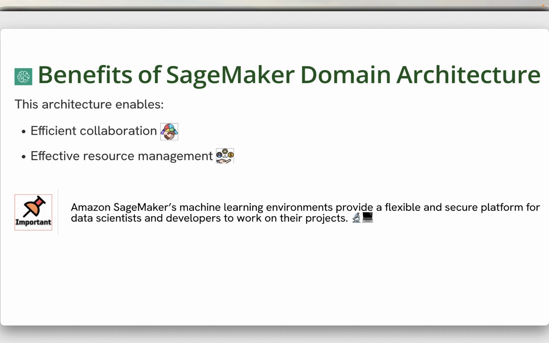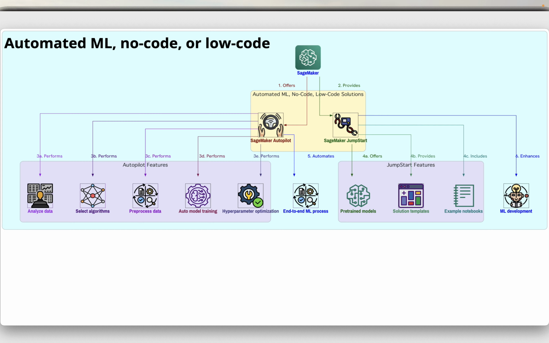Amazon SageMaker machine learning environments provide a flexible and secure platform for data scientists and developers to work on their projects. Okay, next is automated machine learning using either no code or low code. So there are two solutions. One is Autopilot, and the next one is JumpStart. Both of them are basically no code or low code. No code means there is no code involved; basically you have point and click. Low code is probably JumpStart, where you have to write very little code, like you just have to give some configuration or maybe write very few scripts. So there are two solutions under that.